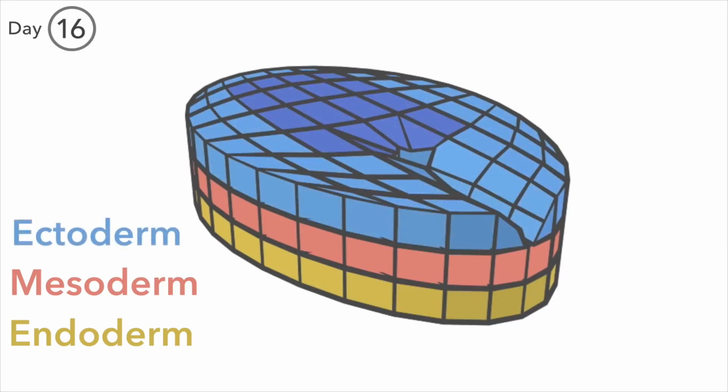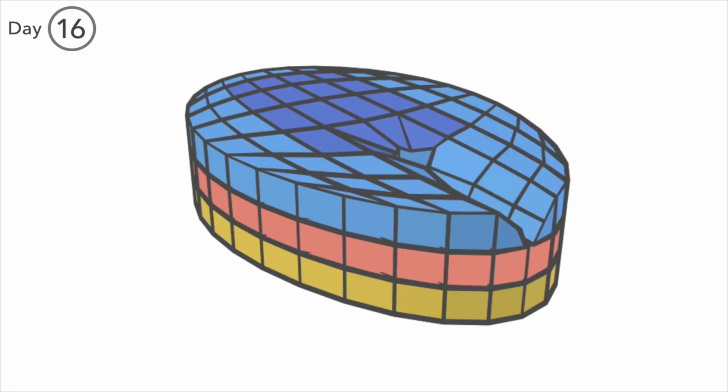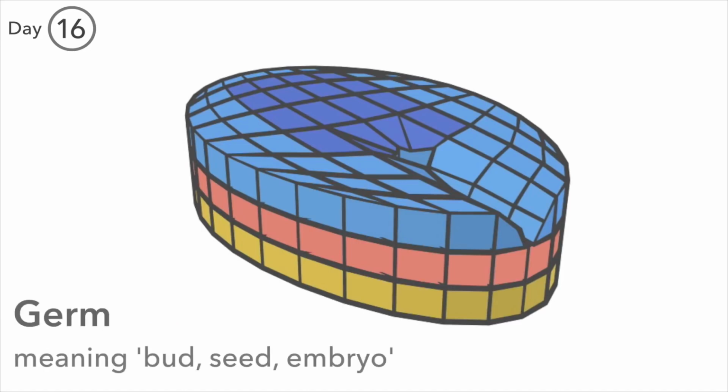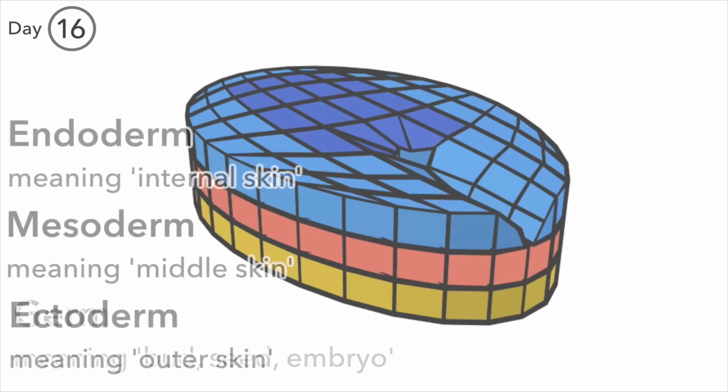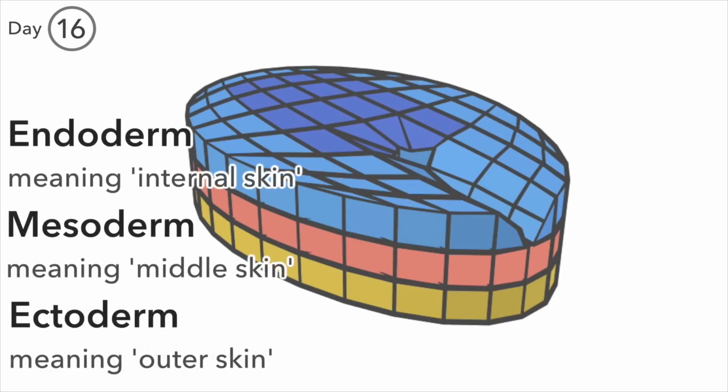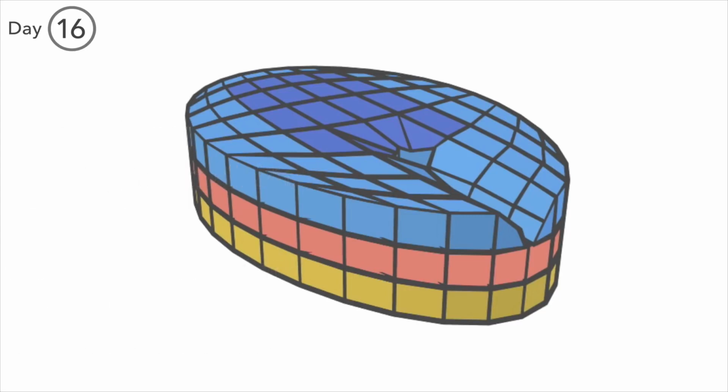Epiblast cells differentiate into ectoderm, the third and most superior germ cell layer. The word germ literally means bud, seed, or embryo. Endoderm means internal skin, mesoderm, middle skin, ectoderm, outer skin. And the translation skin sort of makes sense given they are very thin layers to begin with. They look like individual skins.